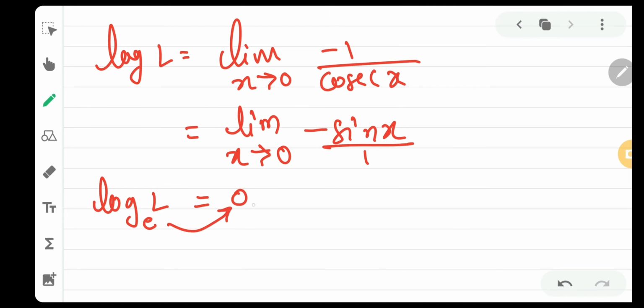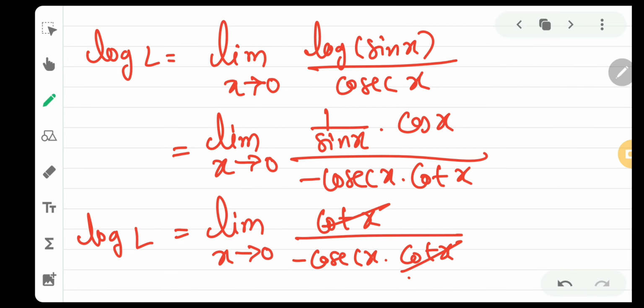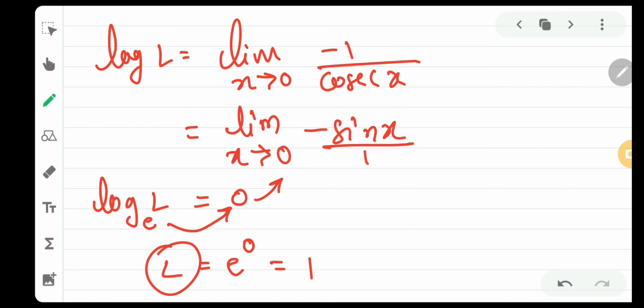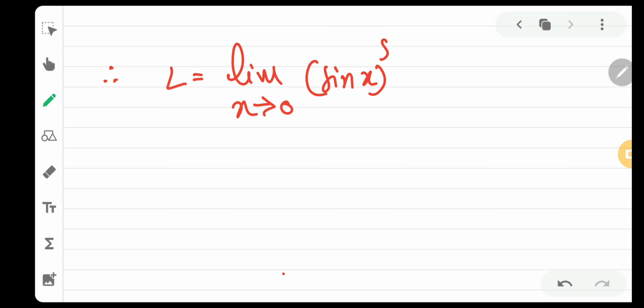Then we take the exponential. So L is equal to e raised to 0, which is nothing but 1, because anything raised to 0 is 1. And that way we got the answer of L, which we wanted, which is 1. Therefore, L, which is limit x tends to 0 of (sin x) the whole raised to sin x, is equal to 1.